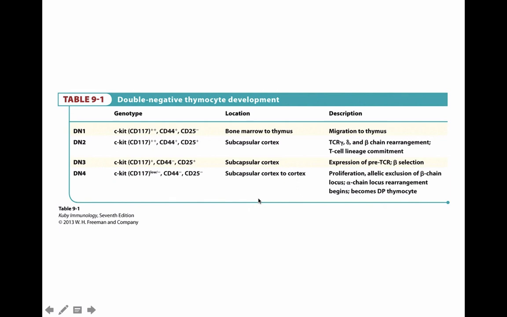So now you can kind of think of these as being able to go in and you hang on at the top of the ladder because you have these two. And then you hang on for quite a bit of time in this subcapsular cortex because you've got all these little hangers on there. And then you start losing those and you start falling down through the netting, through the ladder, through the scaffolding, however you want to imagine it, until you get down into the cortex region. And that's where you're going to get proliferation and allelic exclusion of beta chains, and alpha chain locus rearrangements. So you can become double positive thymocytes at this point.